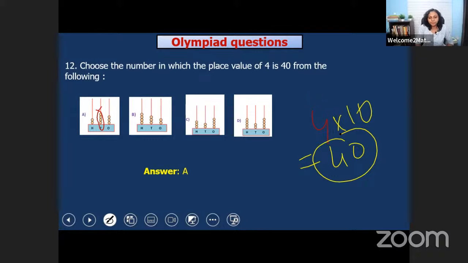A would be the right one, because we have to find where the place value of 4 is 40, and that is only in the tens place. 4 into 10 is 40. A is the right one.